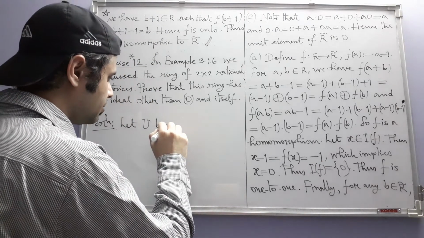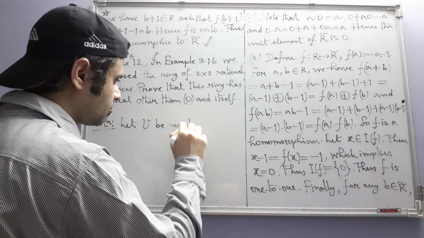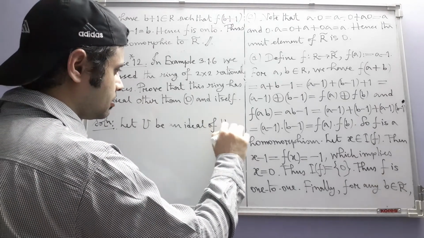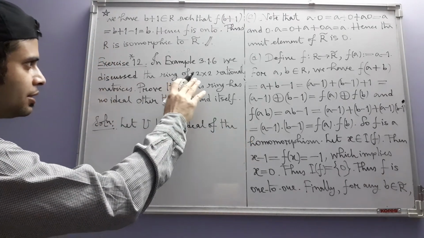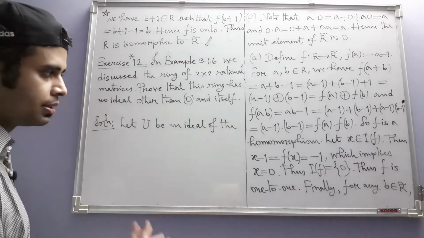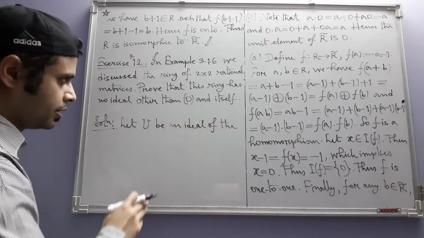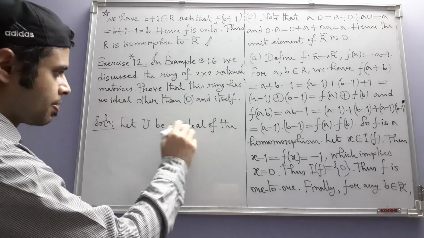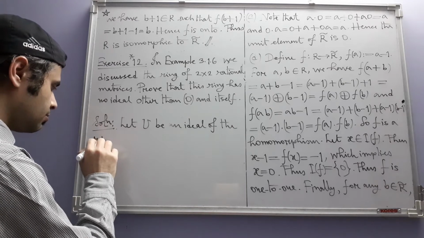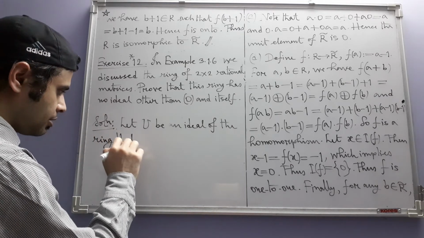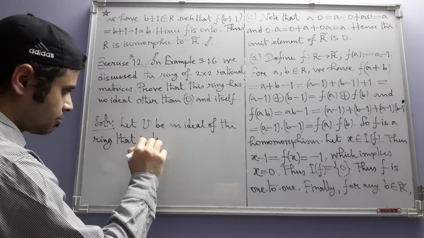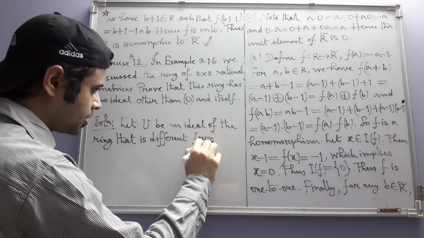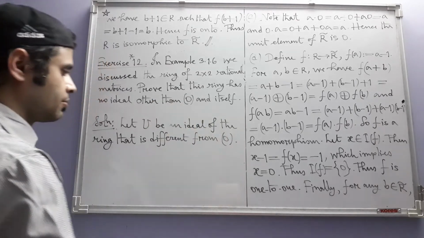Let U be an ideal of the ring. Since we haven't given the ring any name, we will just say the ring, because we are talking about this particular ring, the ring of all 2 by 2 matrices with rational entries. Let U be an ideal of the ring that is different from the 0 ideal. Okay.